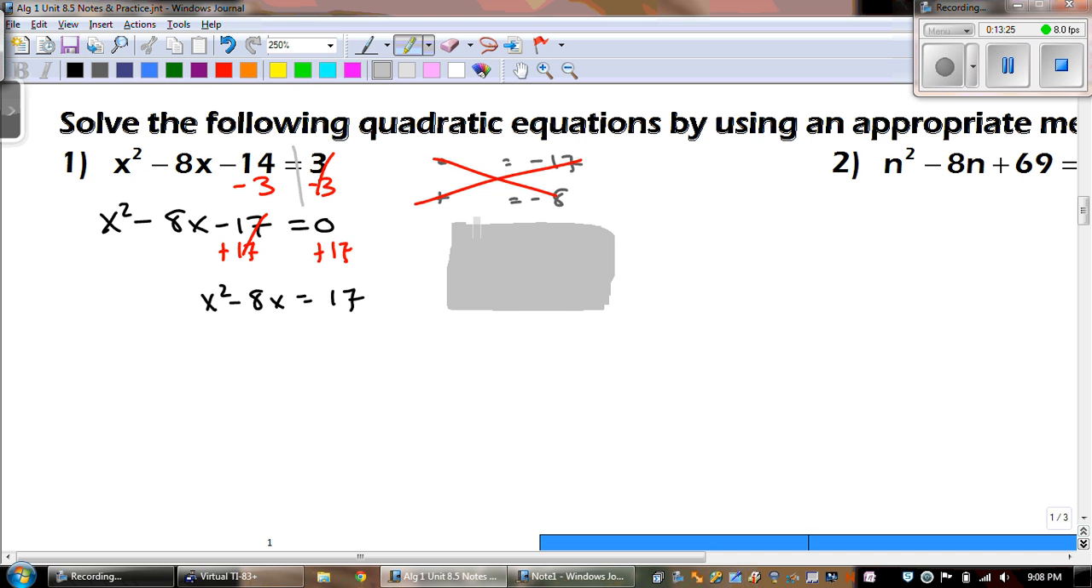Okay, so the next part is when we use our little formula of b divided by 2 squared. Let's rewrite that so it actually looks nice. B divided by 2 squared. So our b is negative 8 divided by 2, and we're going to square it. Negative 8 divided by 2 is negative 4. Negative 4 times negative 4, or negative 4 squared, is 16.